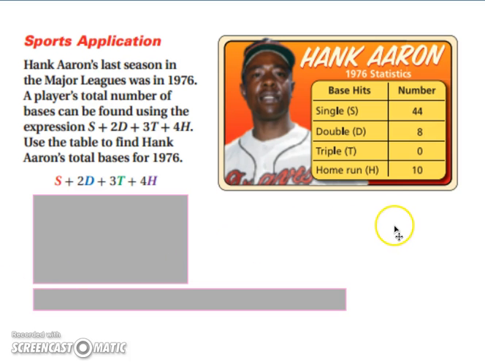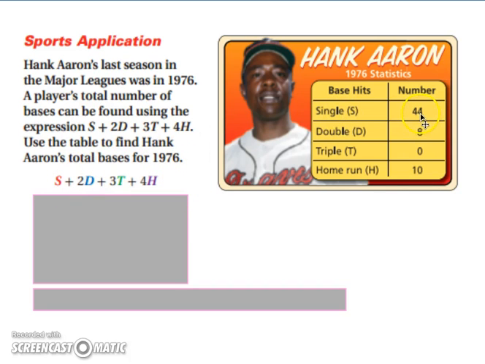Let's look at a sports application. Hank Aaron's last season in the major leagues was in 1976. A player's total number of bases can be found using the expression S plus 2D plus 3T plus 4H. In case you're wondering, it's single, double, triple, home run. Use the table to find Hank Aaron's total bases for 1976.